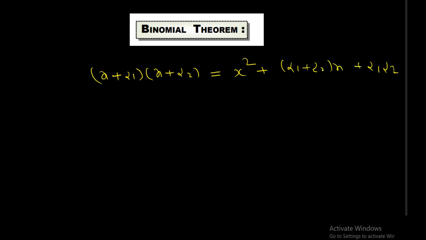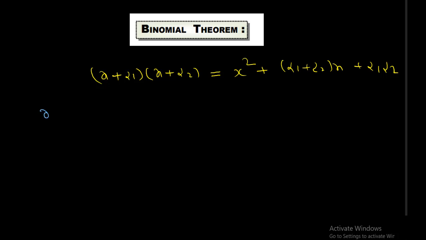Okay, so listen students, (x + alpha 1) into (x + alpha 2) into (x + alpha 3), or do one thing, I will take it one by one and explain. You know how to multiply two algebraic expressions. For example, (x + alpha 1) into (x + alpha 2) is x square plus (alpha 1 plus alpha 2) into x plus alpha 1 into alpha 2 only.